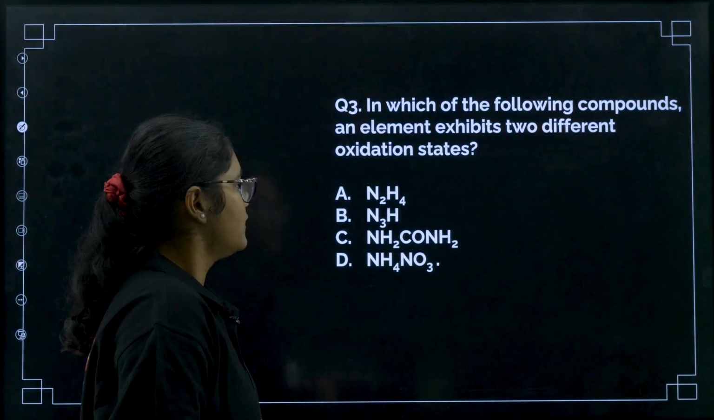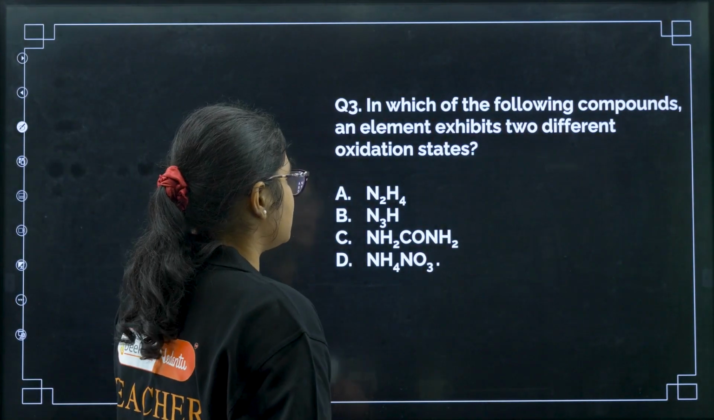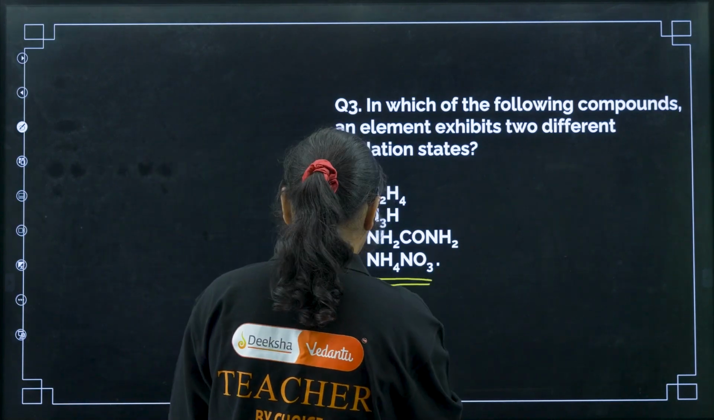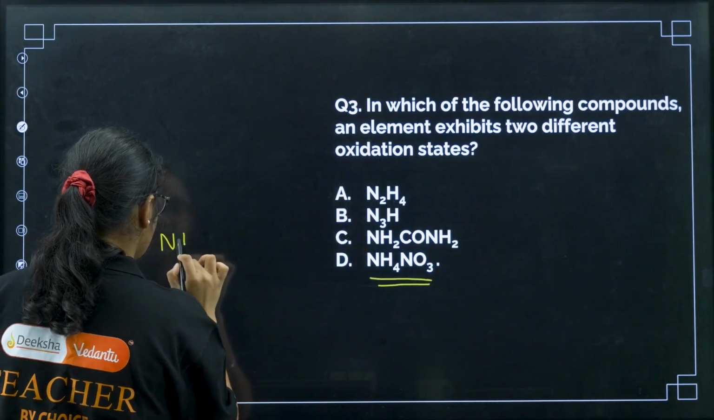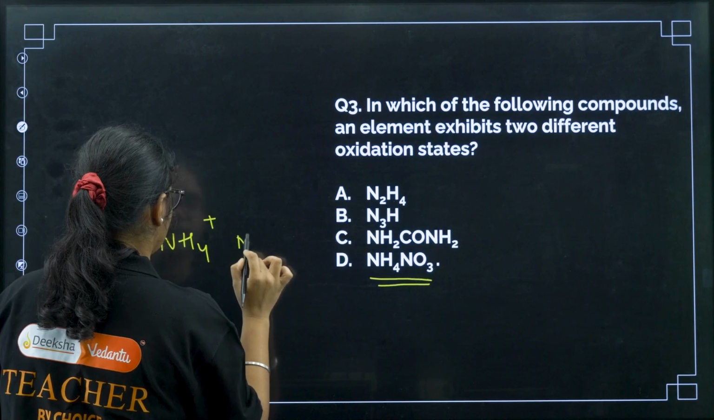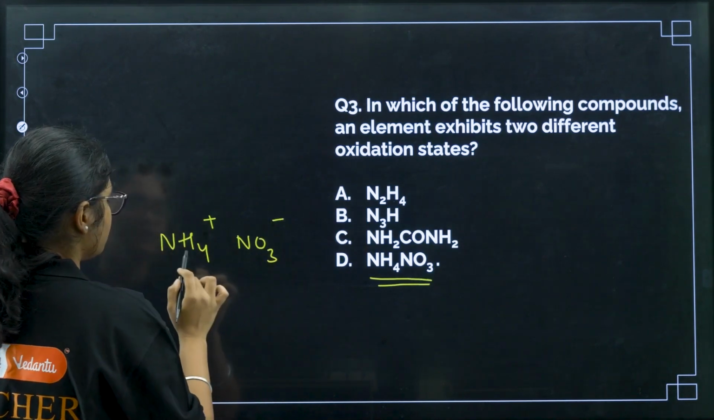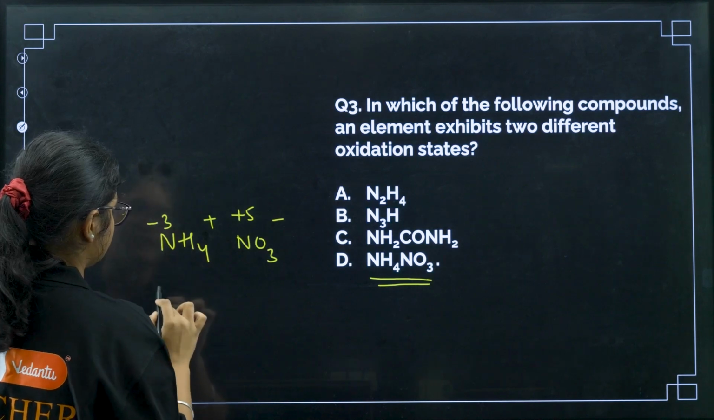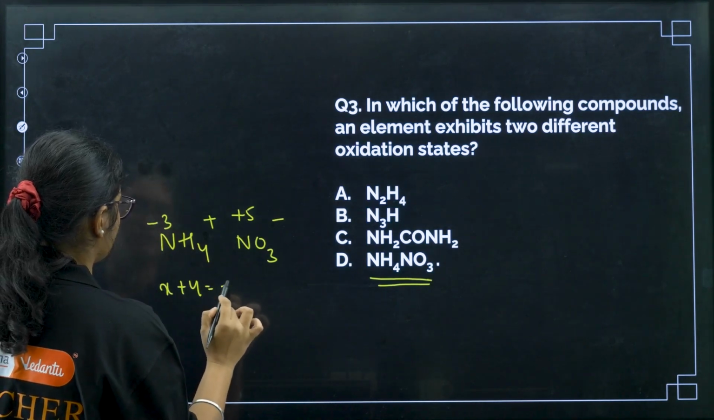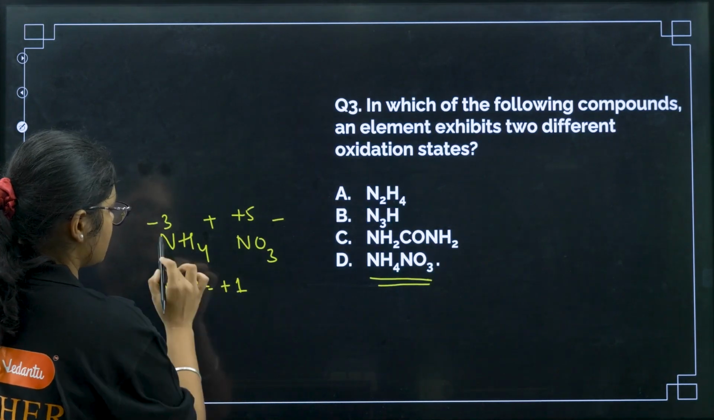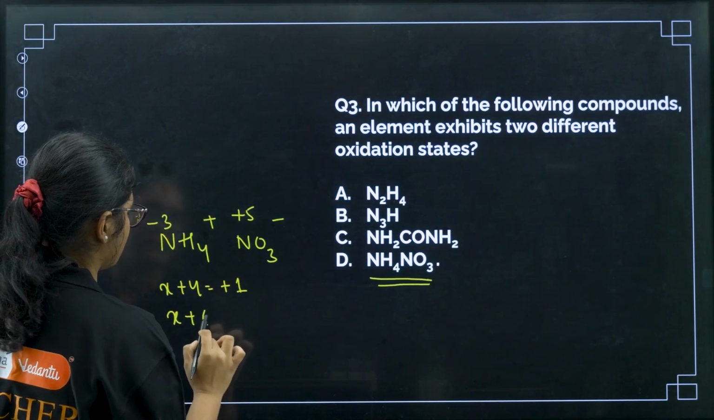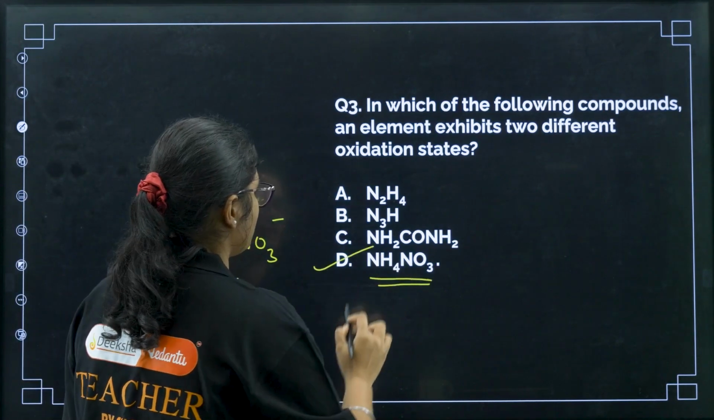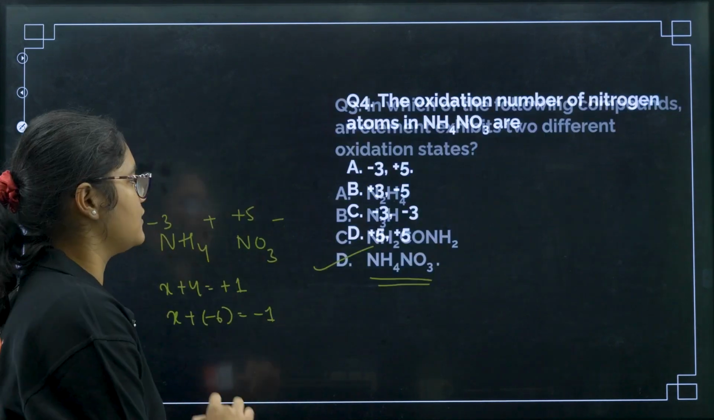Option number D. Next, in which of the following compounds an element exhibits 2 different oxidation states? So this is NH4NO3. If you see NH4 plus and NO3 minus, here the charge is -3 and here it is +5. You can see x plus 4 is equal to +1, you will get -3, and x plus -6 is equal to -1, and you will get +5. So that is why option number D is the correct answer.